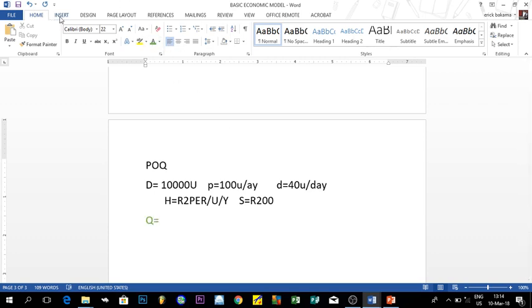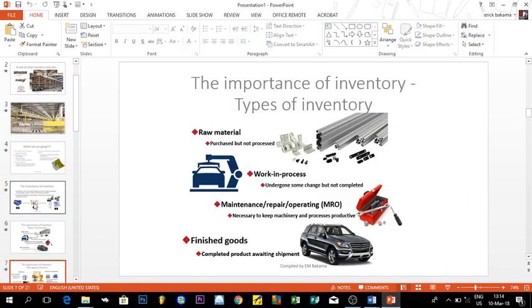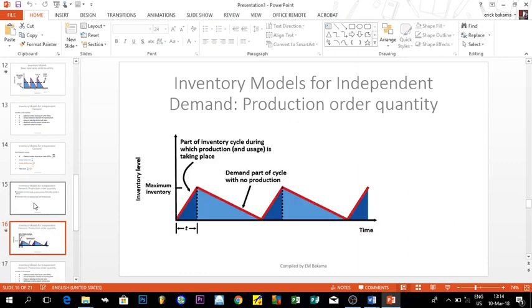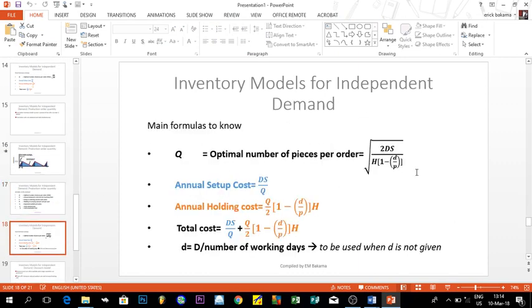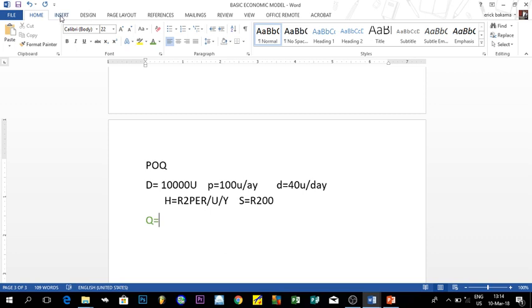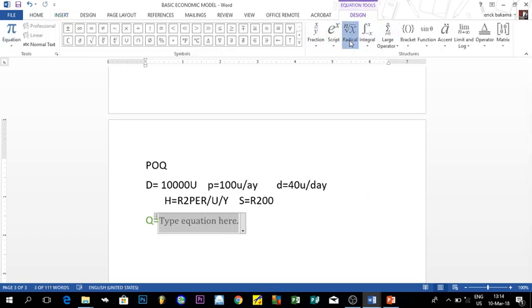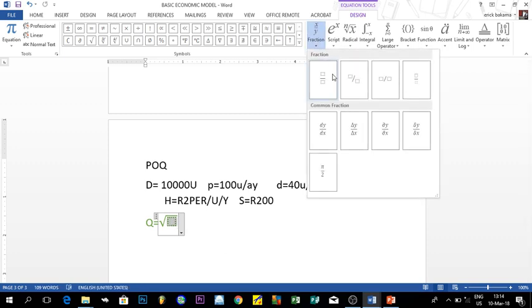Now the formula that we are going to use for Q, from my previous slide, is this one here for the POQ. This is the formula that you're supposed to use: the square root of 2DS divided by H times 1 minus and so on. I put the formula here so you know what we're doing.